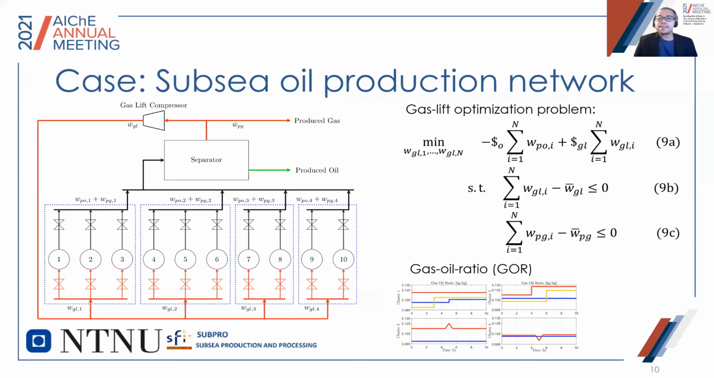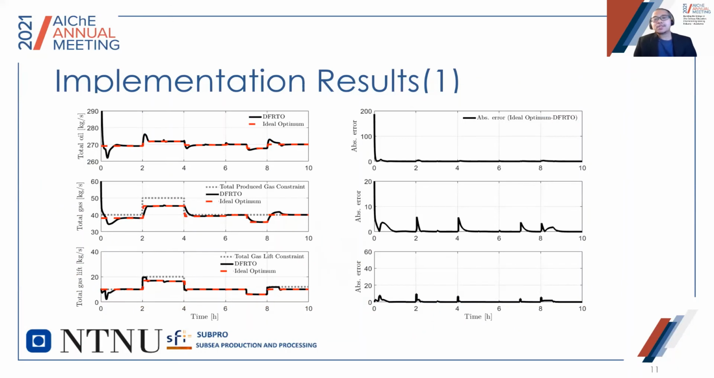And then we implement our presented method and compare it with the ideal optimum solutions. We use model-based gradient estimation to estimate both the cost and constraint gradients, and we use a PI controller for each local system to drive the estimated gradient of the Lagrange function to 0. As a result, we can see that DFRTO can optimally allocate the shared resources in a distributed manner without the need to solve numerical optimization problems.